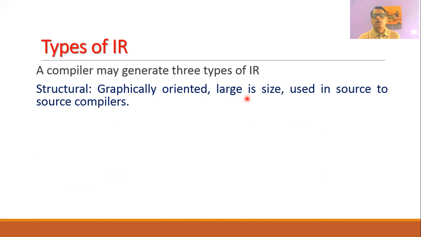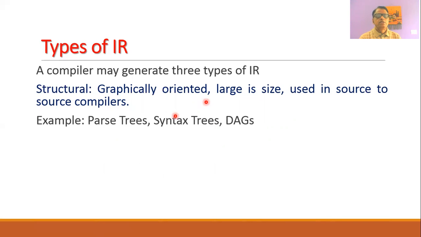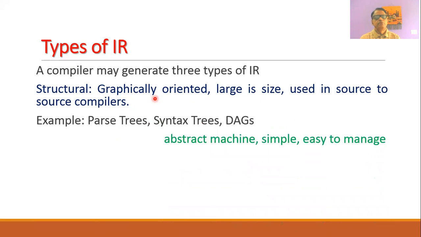That is, whenever the compiler converts one high level language program into another high level language program, then in such a compiler, such structural representation is used. Say for example, when the parse tree is generated, or the syntax tree is generated, or the directed acyclic graphs are generated as an intermediate code, then you can say that these intermediate codes are structural representations.